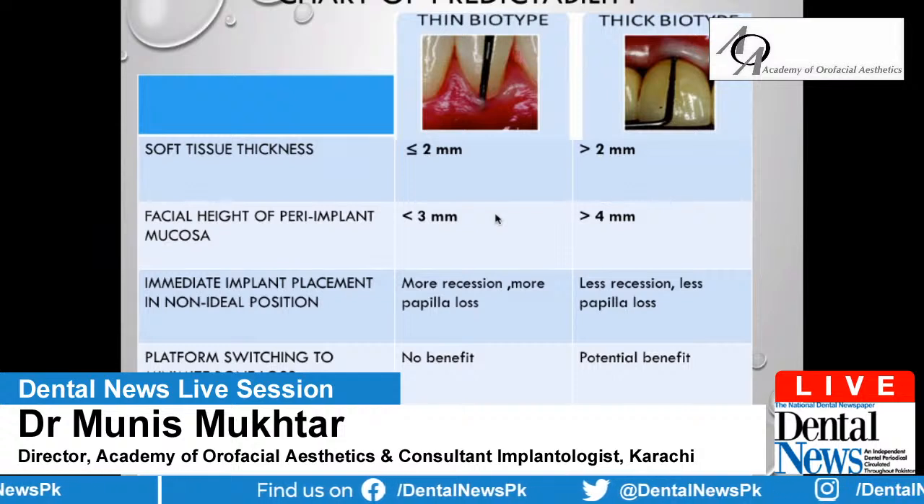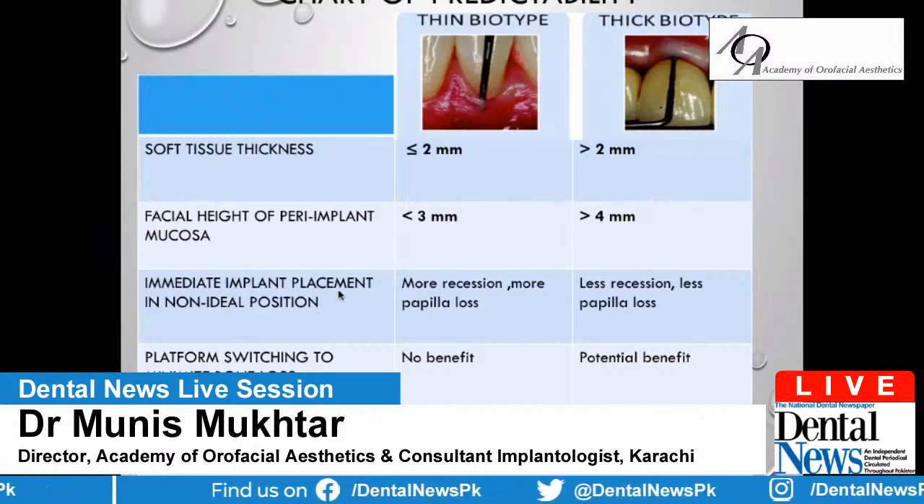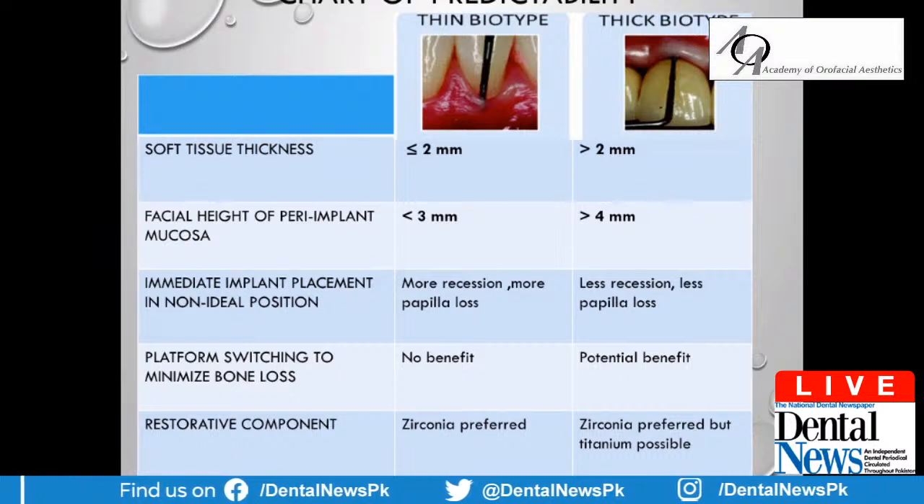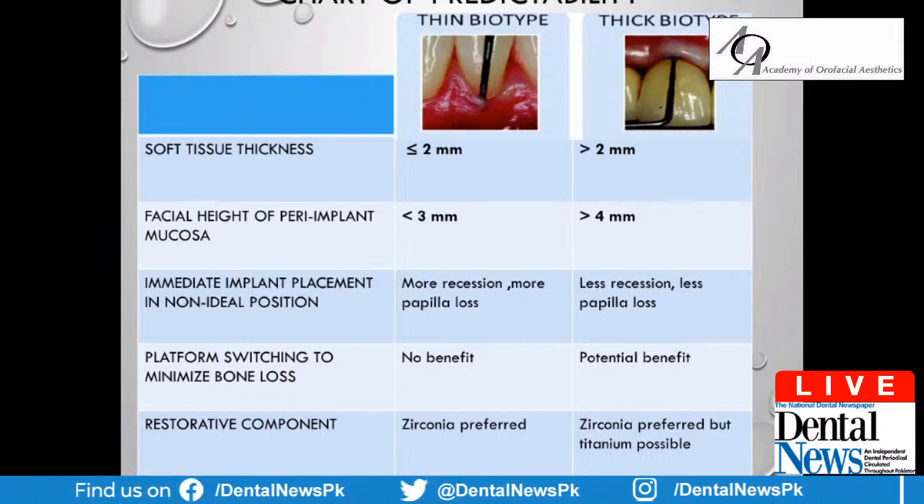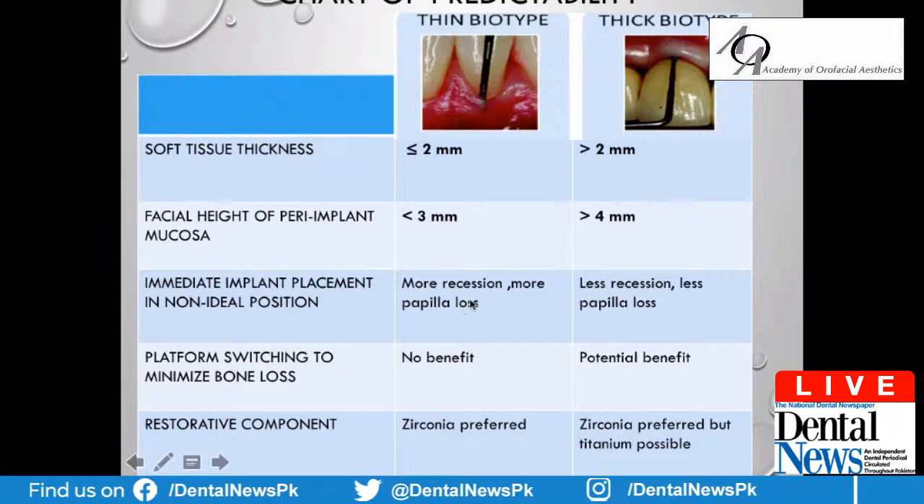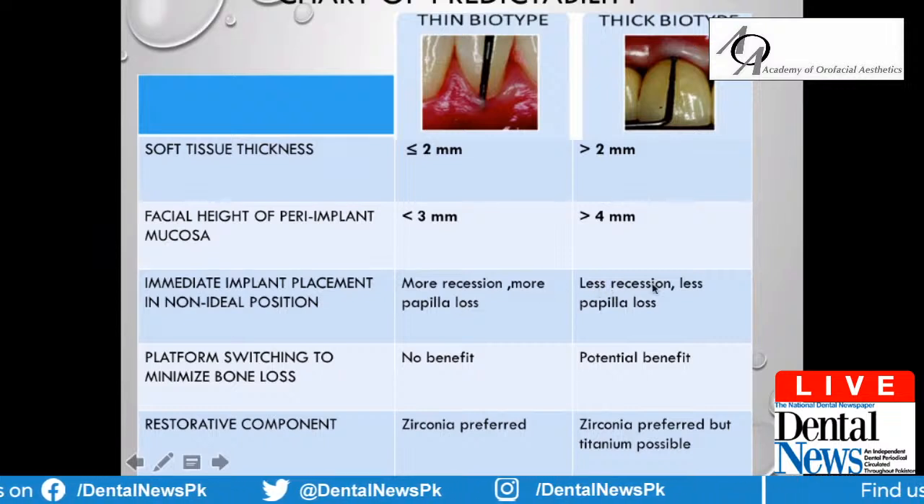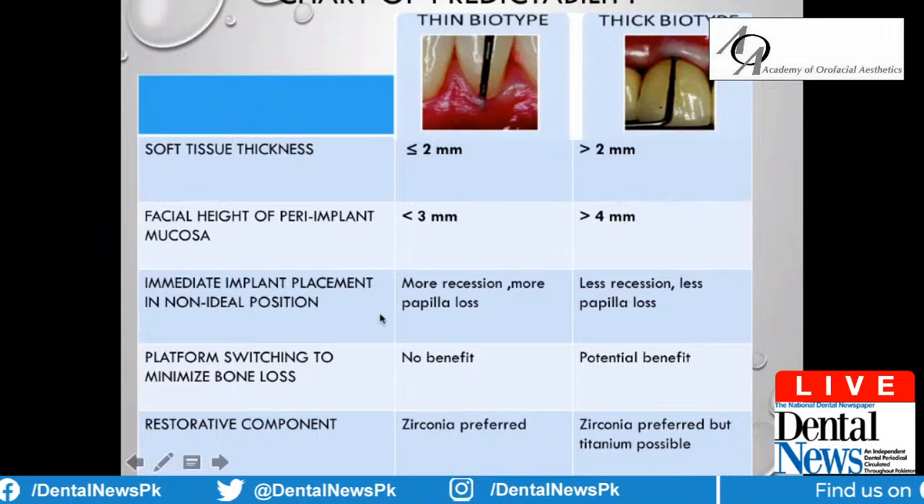Immediate implant placement in non-ideal position. If you place an implant in a non-ideal position in a thin biotype, there are chances of more recession and more papilla loss. But if it's a thick biotype, there is a chance of less recession and less papilla loss.